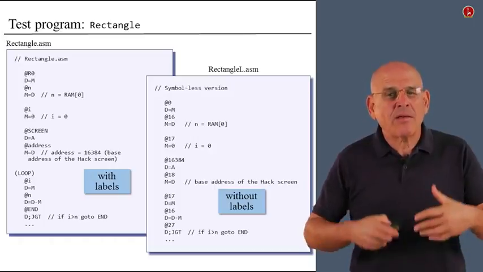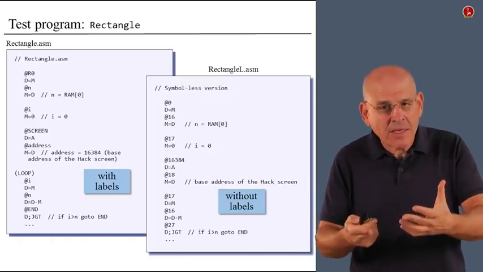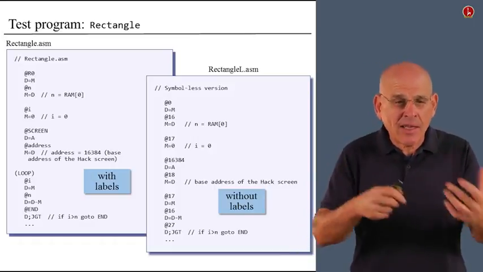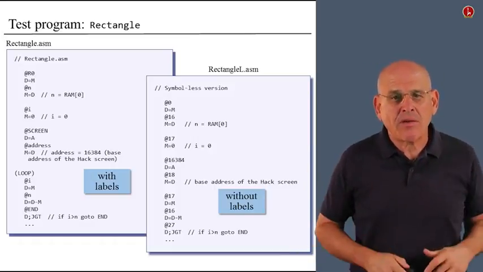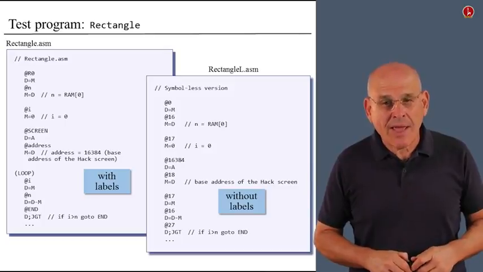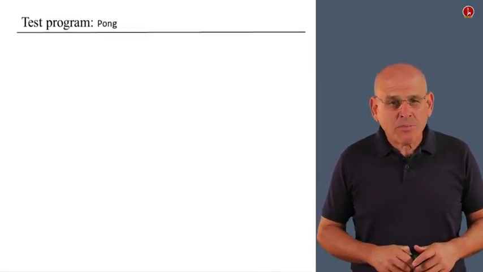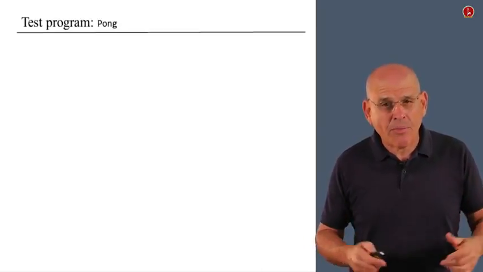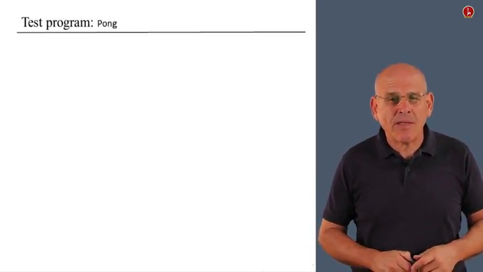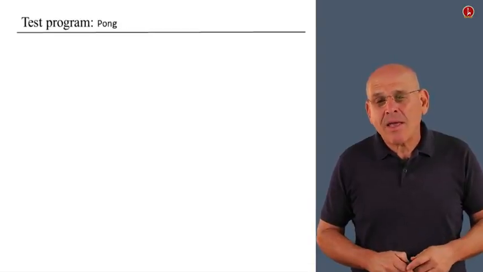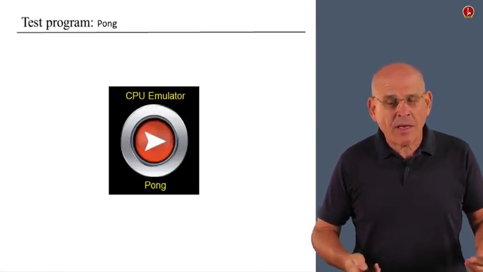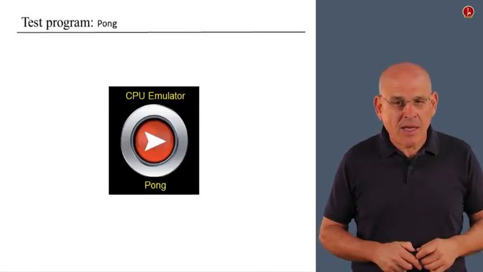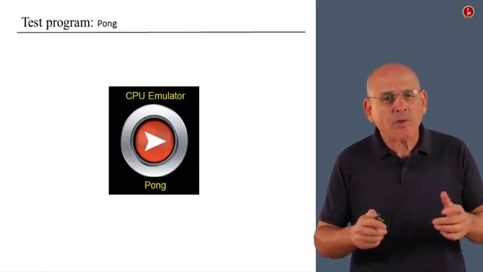And once again, when you write your basic assembler, you should test it on Rectangle L first, and only later, when you write the full-blown assembler, you test it on Rectangle.asm. The last program that we provide is called Pong, and this is quite an elaborate program. It's a program that implements a Pong game, and the simplest way to describe it is to just give you a demo of how it works in the CPU emulator. So that's what we'll do next.